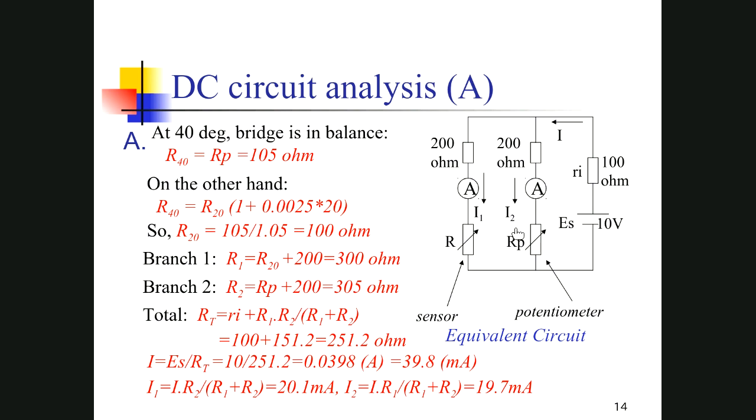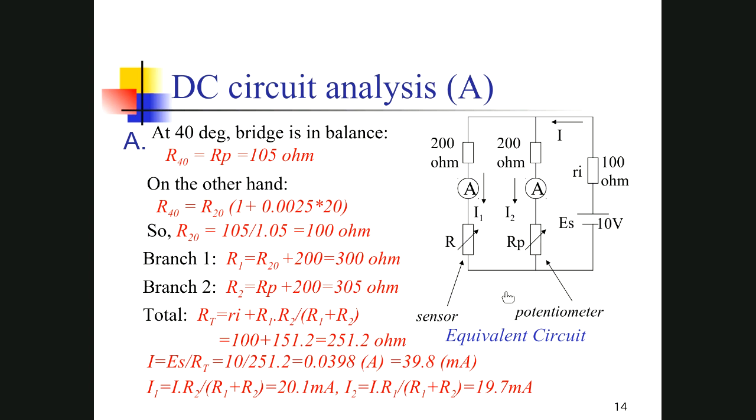Then, because they are balanced, RP equals R, so we can use this resistance to read the value of R. And for a given resistance of R, it corresponds to a given temperature. So here we can mark the temperatures for different values of RP. So this is the principle of this circuit.